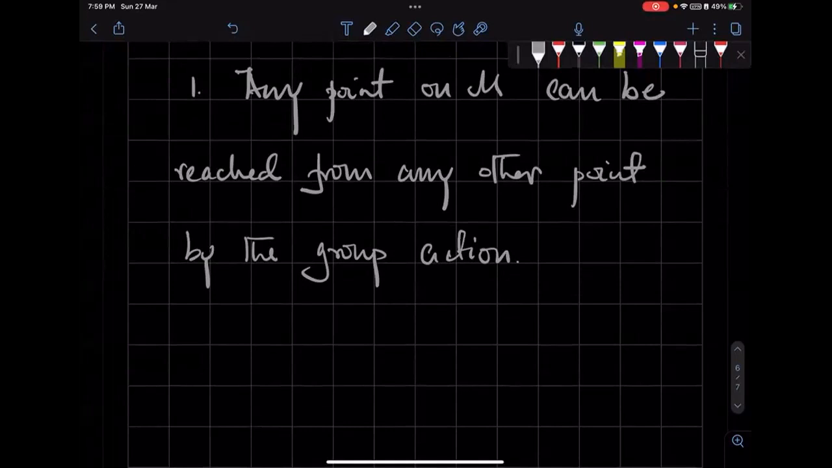Multiplication in R minus 0, the real line minus 0. So what is the group and what is the manifold that it is acting on? Groups can act on themselves. The group is R minus 0 and the manifold is the same, the number line. Why R minus 0? Because 0 has no inverse.